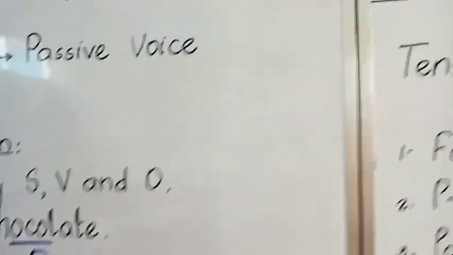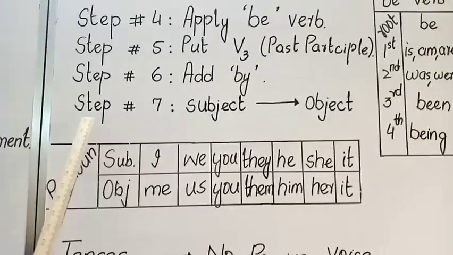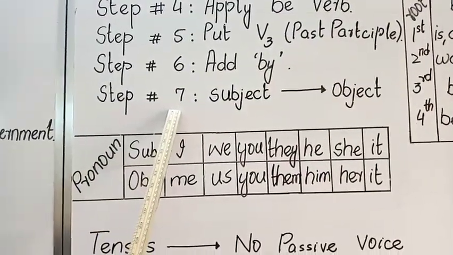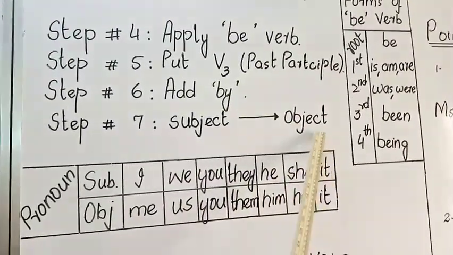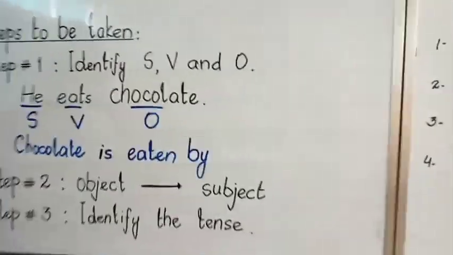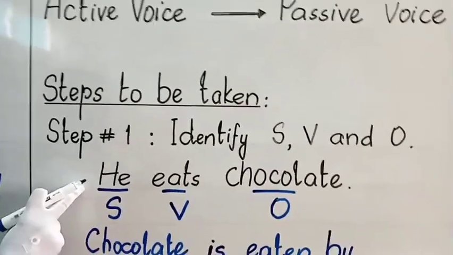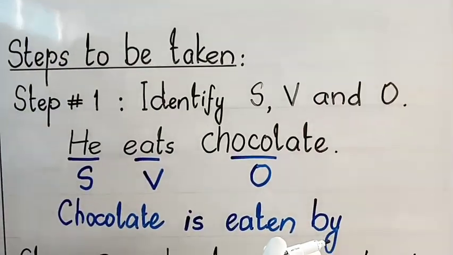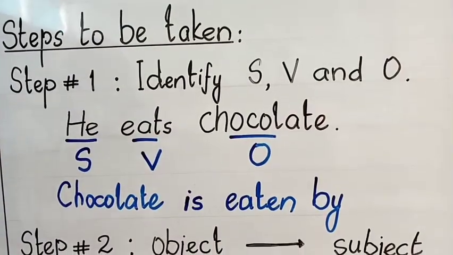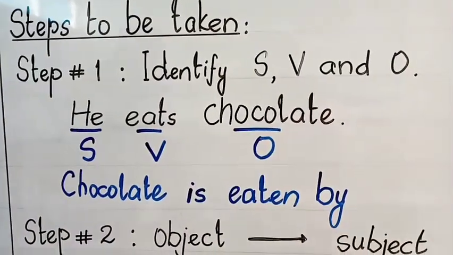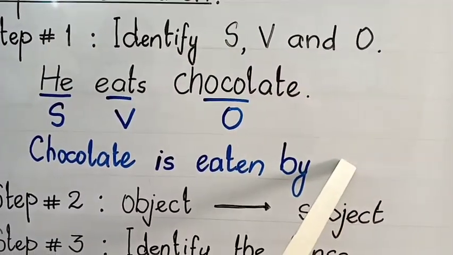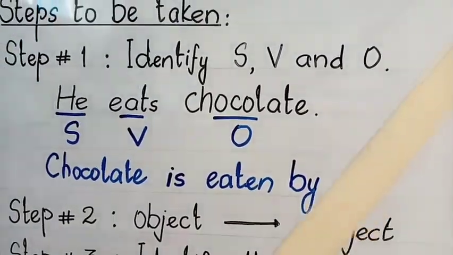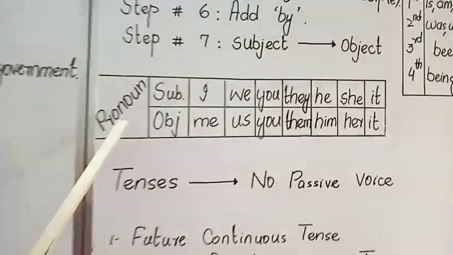And now there is the last step. Look, what is this? Step number 7 tells us that the subject of the sentence will be changed into object. So what is the subject of the active sentence? That is he, and now it will be changed into object. So the subject is he. What will this subject be when it becomes object? Come, look at this table. This table of pronouns.